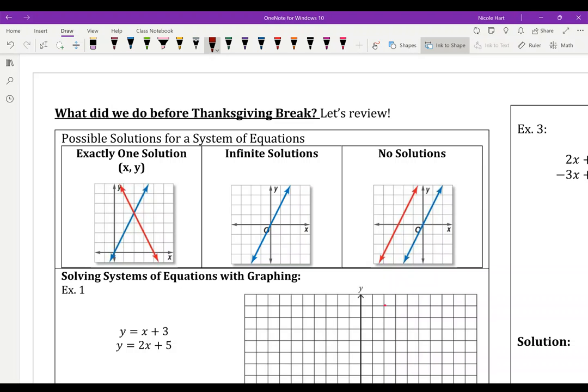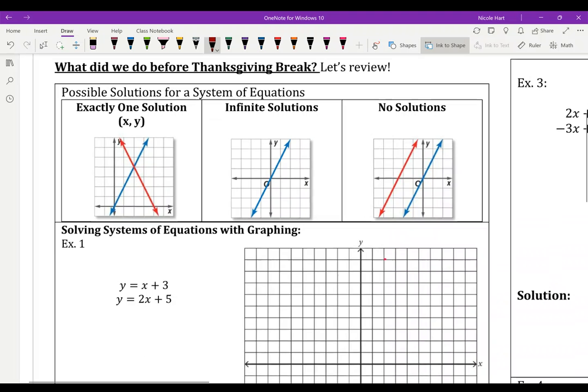Hi, everybody. We are going to review what we talked about before the Thanksgiving break, just so that we start off these next couple of weeks off strong. So we were talking about systems of equations, and we talked about two different ways to solve a system of equations. So first, I just want to speak about what our three different possible solutions are.